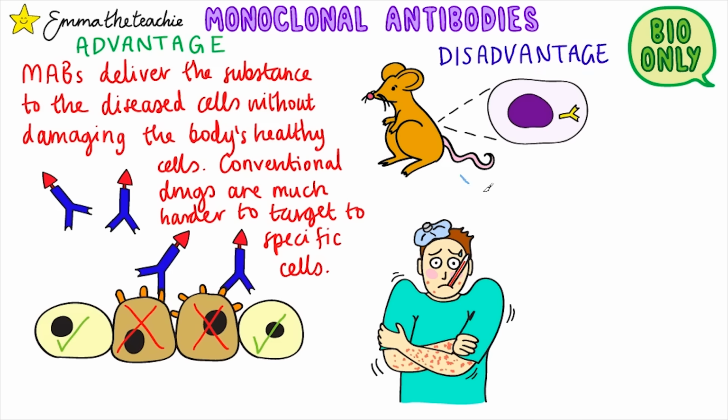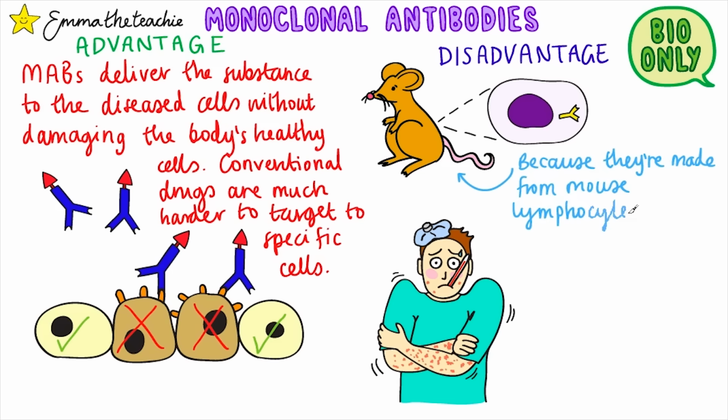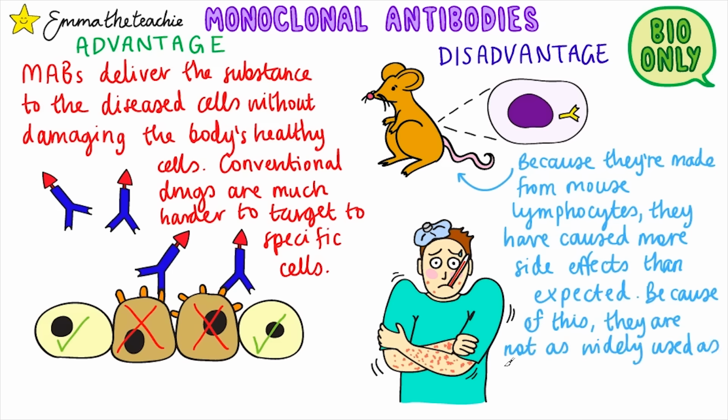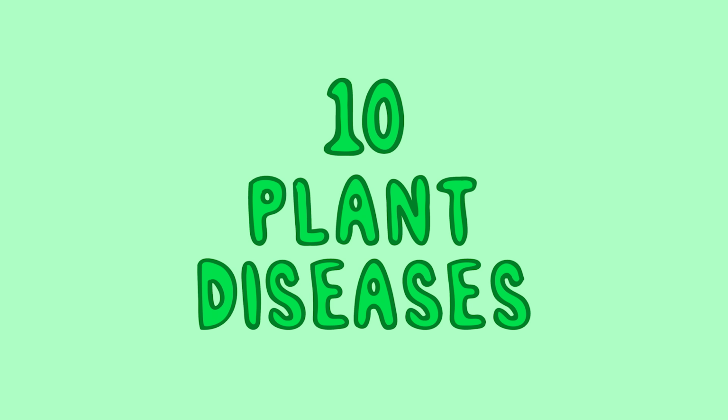There is one big disadvantage to monoclonal antibodies. Because they were made using mouse lymphocytes, monoclonal antibodies have created more side effects than expected. Because of this, they're not yet as widely used as hoped when they were first developed. Researchers are continuing to improve the production of monoclonal antibodies to try and reduce the side effects, and doctors are also able to anticipate and treat side effects, so it's hoped that they will be more widely used in the future.